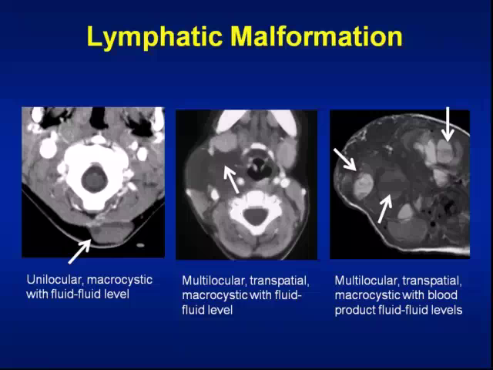It's in a similar location to where we'll see a second branchial cleft cyst, but it's multilocular. It's going in between internal carotid artery and jugular vein and has a fluid level. So that's going to be a lymphatic.